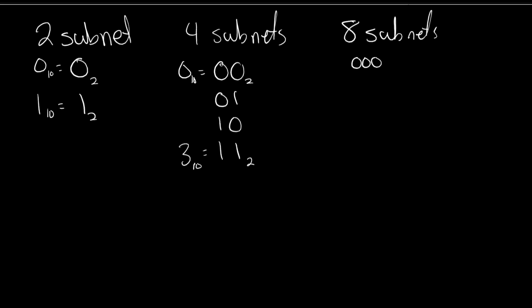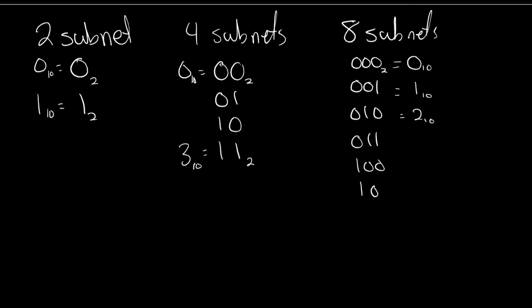Here I'm going to have to write this on the other side so I have room. We're going to need 0 base 10 all the way down at the bottom to 7 base 10. So 0 0 0, 0 0 1, that's 1 base 10, 0 1 0, that's 2 base 10, 0 1 1, that's 3 base 10, 1 0 0, that's 4 base 10, 1 0 1, that's 5 base 10, 1 1 0, that's 6 base 10, 1 1 1, that's 7 base 10. So what we've done here is we end up with 8 possible subnets, 4 possible subnets, and 2 possible subnets.